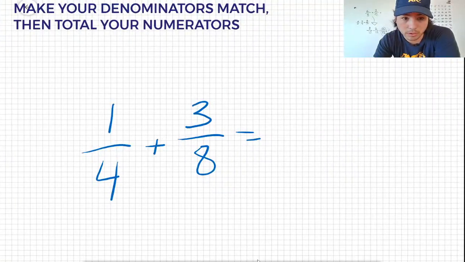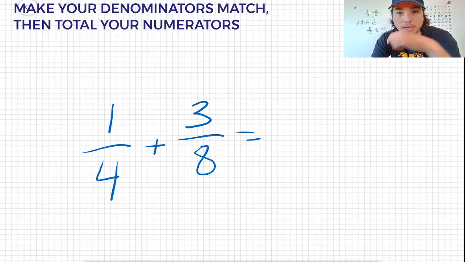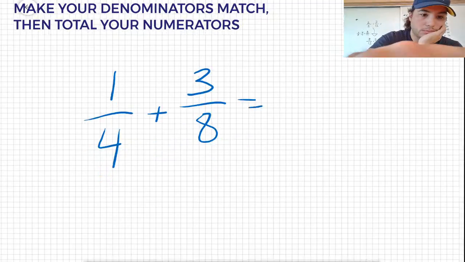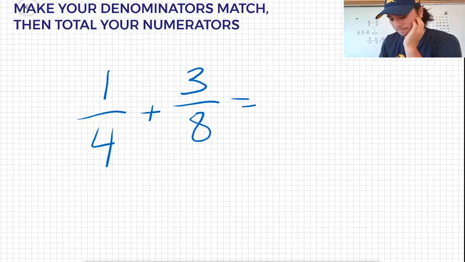Let's go to our digital whiteboard here. Here's our first one, 1/4 plus 3/8. Give that a try. 1/4 plus 3/8. Find your 4 and find your 8 on your multiplication chart. What common denominator can we use here?